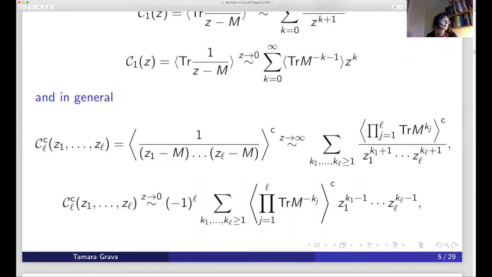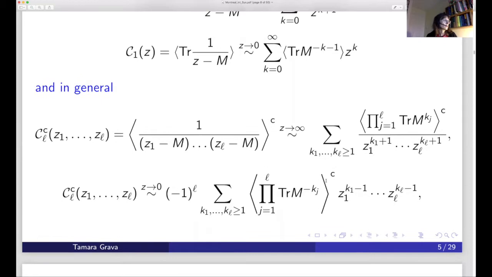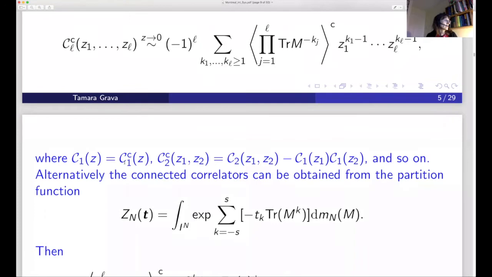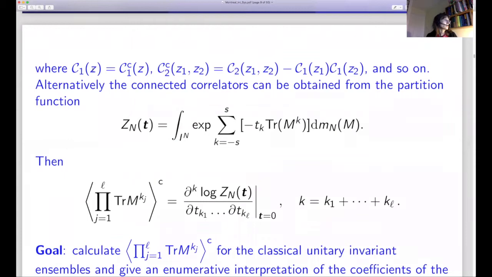So what I want to calculate is this object. I introduce connected correlators, which are defined in the following way. C1 connected is equal to itself, but C2 is the correlator minus, so it's basically a correlation function: C2 of z1, z2 minus C1 of z1 times C1 of z2, and so on.